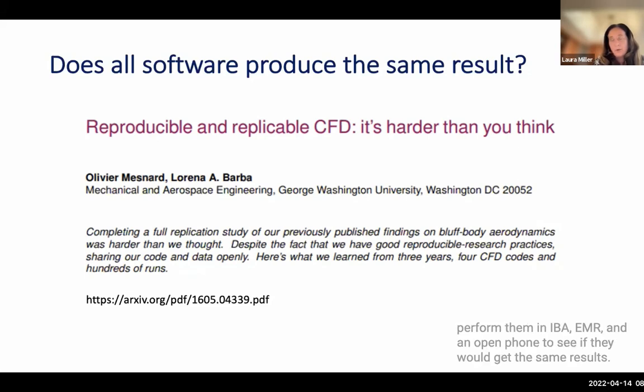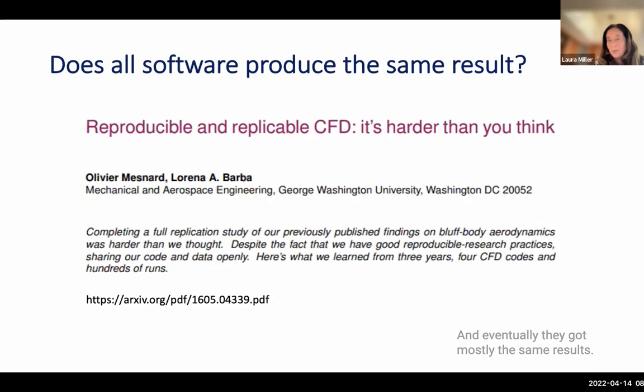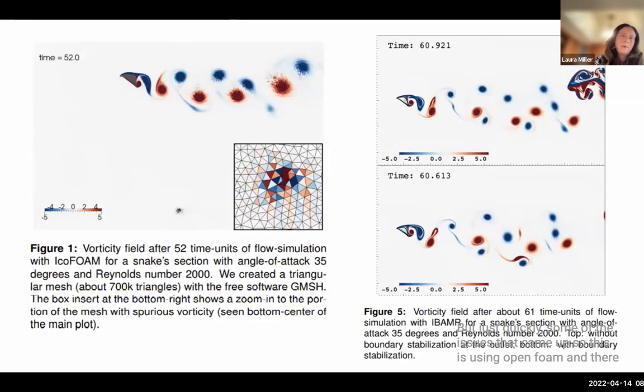And they went back and tried to perform them in IBAMR and in OpenFOAM to see if they would get the same results. And eventually they got mostly the same results. But just quickly, some of the issues that came up. So this is using OpenFOAM, and there were problems with how the fluid domain was meshed so that you ended up with sort of a spurious vorticity. And I can't remember the details of how they fixed this, but definitely creating your mesh, where here's a zoom in of that, and at each of these nodes, you're solving for the flow velocity and pressure. And so there are challenges.